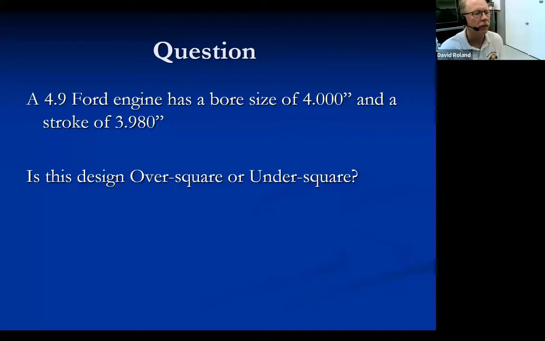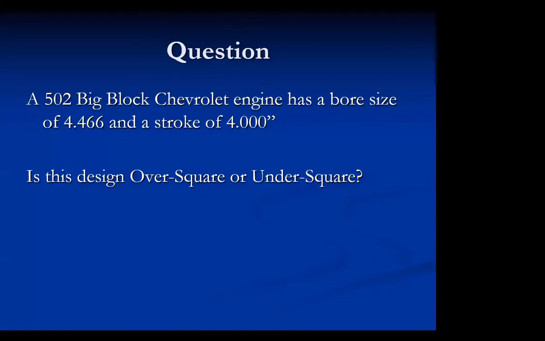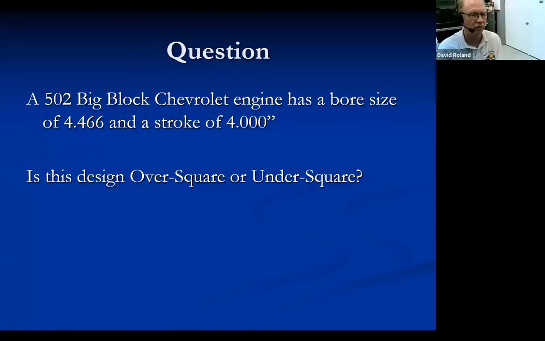All right. Here's another engine. A 502 big block Chevrolet engine has a bore size of 4.466 and a 4-inch stroke. Over square or under square? Over square. Correct. Over square.